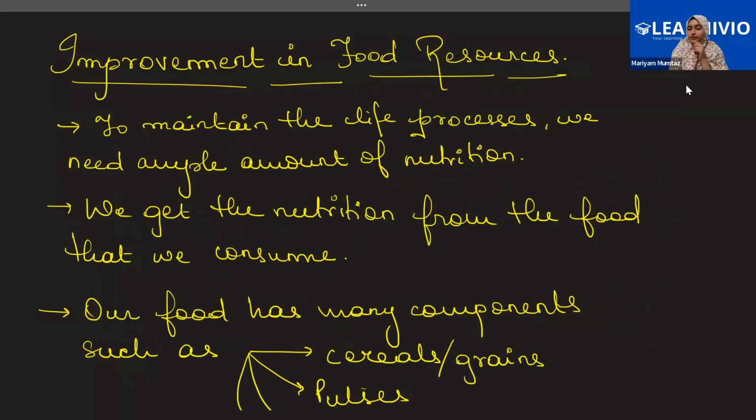Okay, students, now switch back to your cameras. Switch them back on, all of you. Now, today we're going to start a new chapter, that is improvement in food resources.